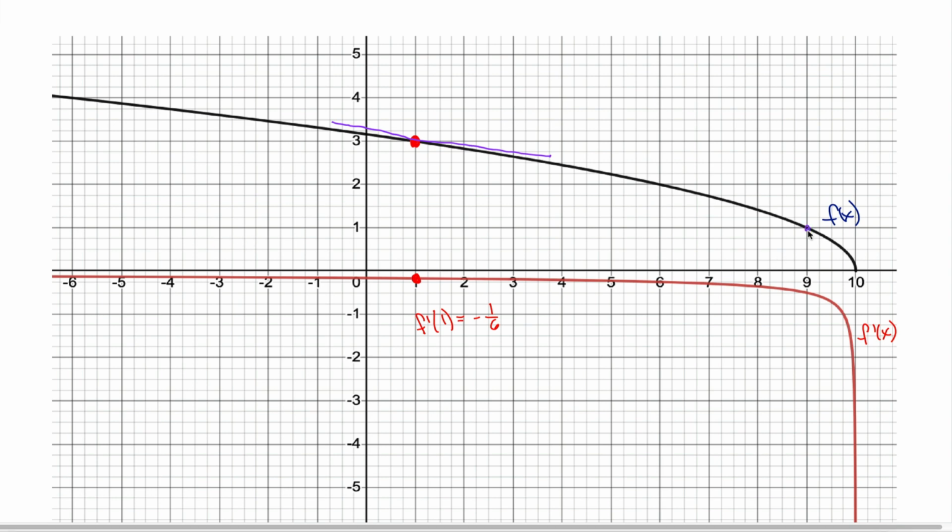At 9, for example, if we wanted to know the slope of this tangent line, poorly drawn, but it looks like it goes down 1 unit each time it goes right 2 units. I bet the height at this point right here is exactly negative 1/2.